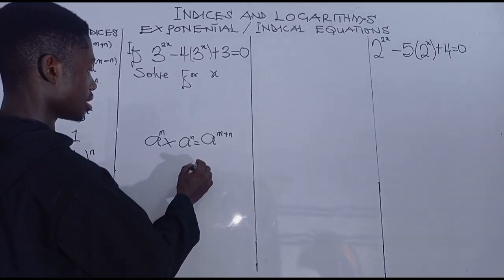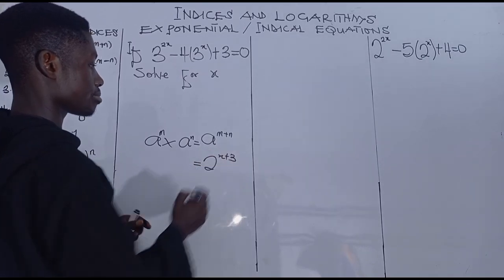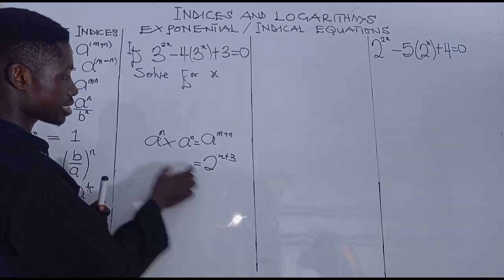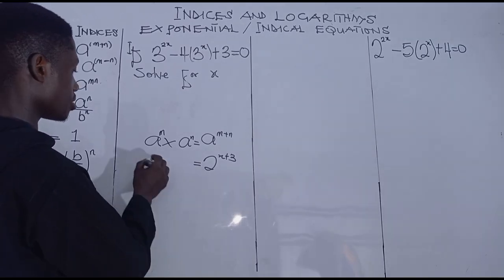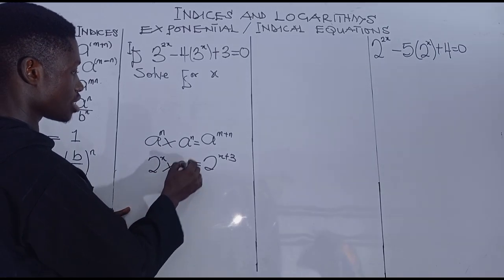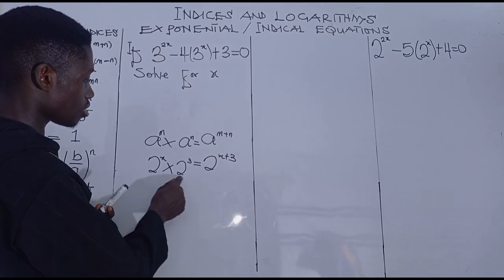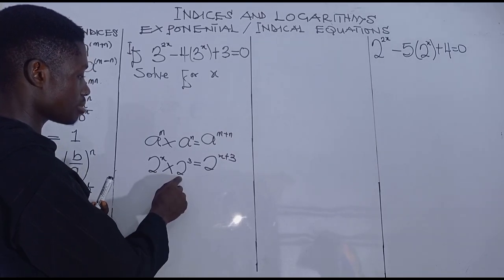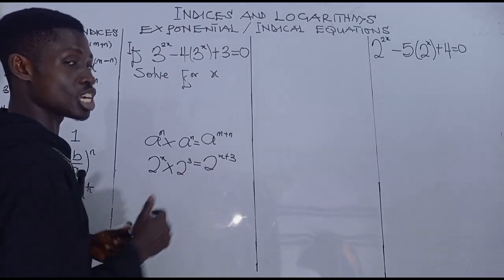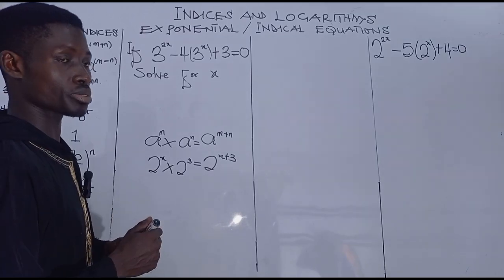So when you have, let's say, 2 raised to the power x plus 3, applying the multiplication law, we can write this as 2 raised to the power x multiplying 2 raised to the power 3. Because when you have two or more numbers multiplying with the same base, we pick one of the bases and add their exponents. So this is the same as that.